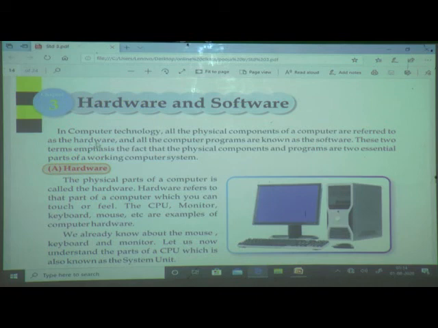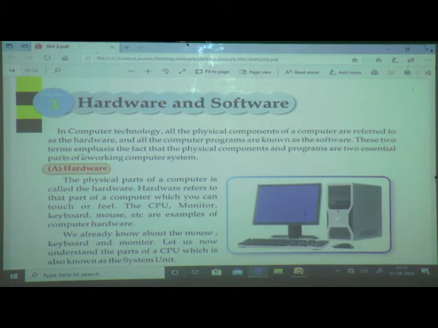Which are the parts of computers? Monitor, keyboard, mouse and CPU. These are 4 main parts of the computer. The physical components of the computer are called the hardware, and the computer programs are known as the software. The computer programs mean those which we cannot see.